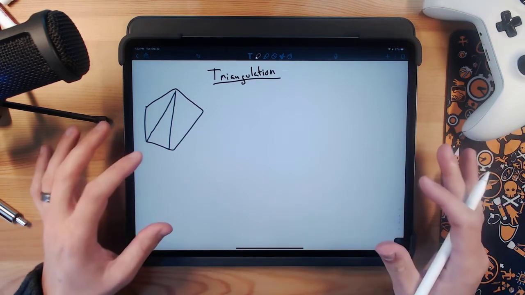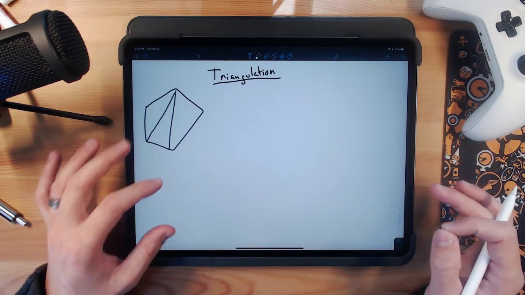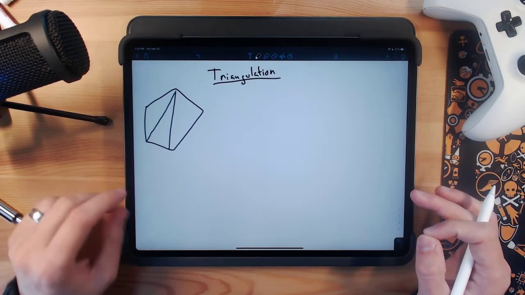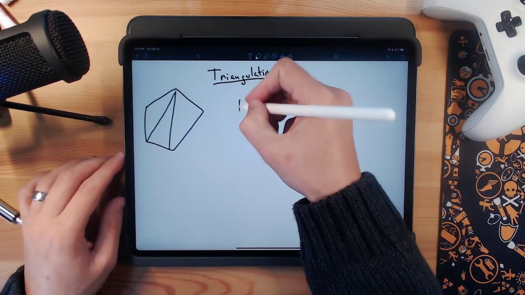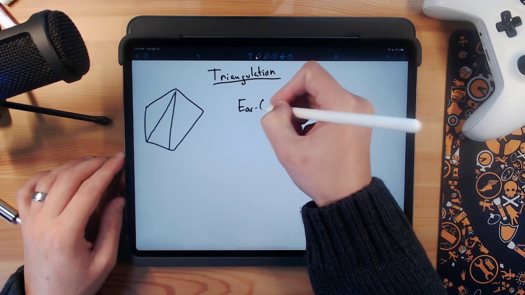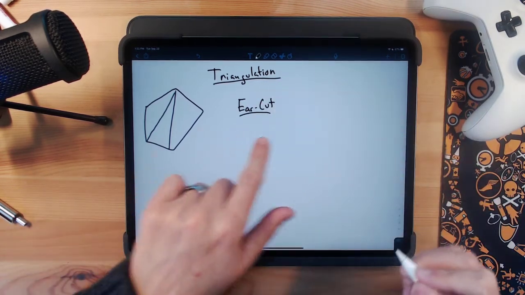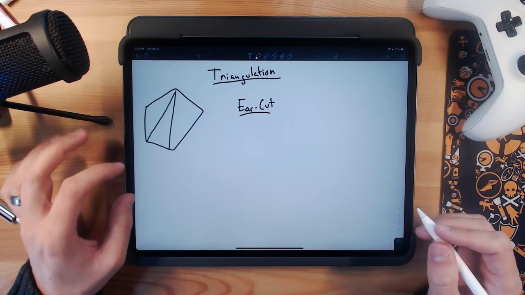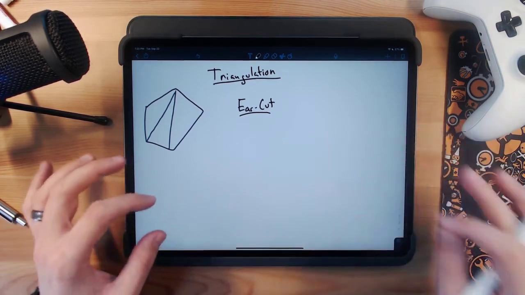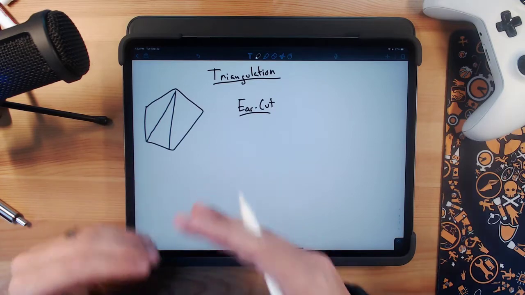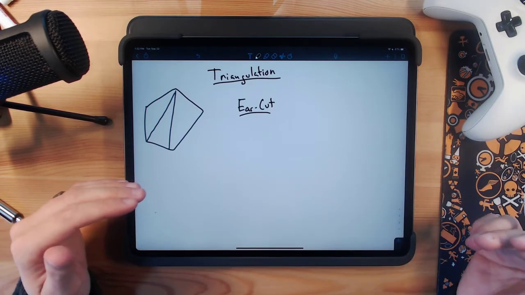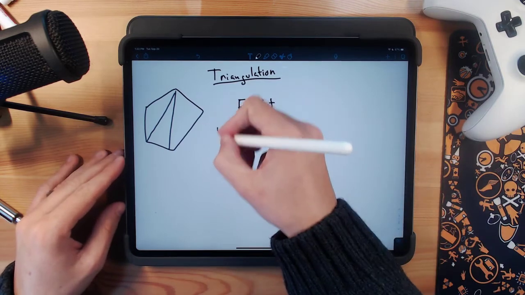There's a handful of different convex decomposition algorithms, and there's also a handful of different triangulation algorithms. The one I'd like to talk about right now is something called an ear cut algorithm. The ear cut triangulation algorithm is a relatively straightforward algorithm that essentially walks through all of the points on a polygon and tries to cut off what are called ears. I'll show you how the process works.